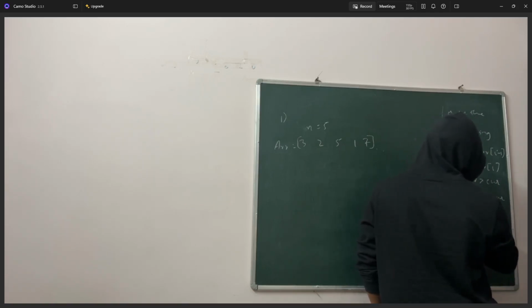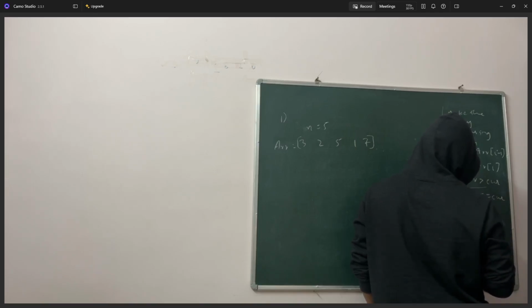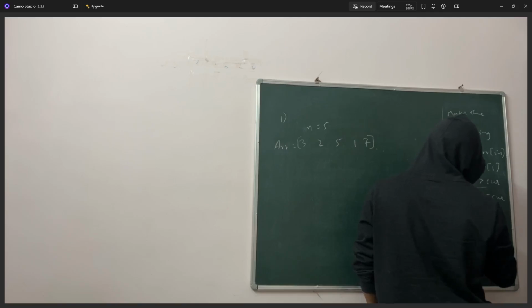When you're doing this, in one operation you can increase the current element's value by 1, not more than that. So in order to make it equal to the previous element, you'll be increasing one by one. The number of operations is what you need to calculate, and you have to minimize the operations. That is what they've asked.